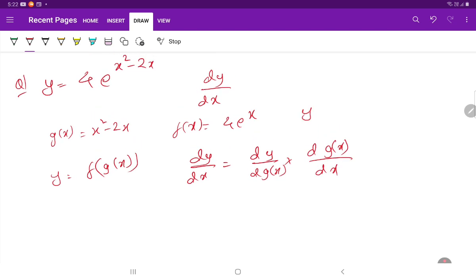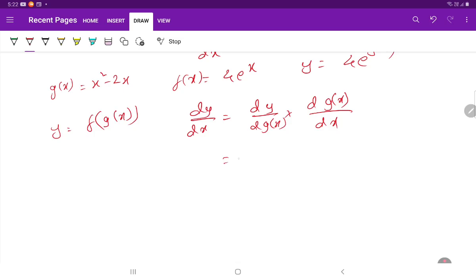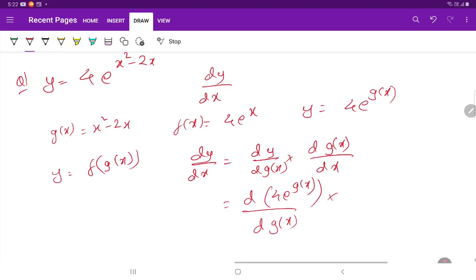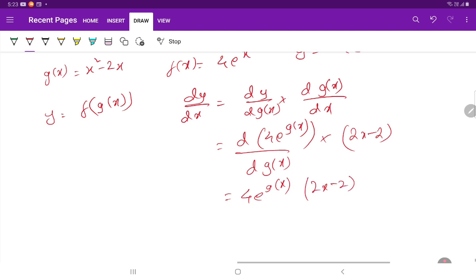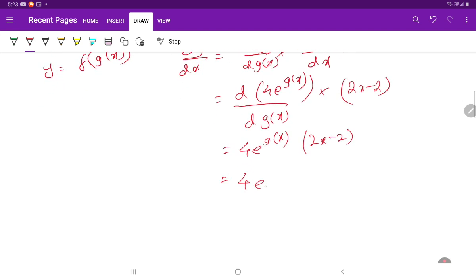y can be written as f of g of x, so it can be written as 4 e to the power g of x. Hence you will be writing d by dg of x of 4 e to the power g of x, into the derivative of g of x with respect to x, which you will get to be 2x minus 2. Now the derivative of this function with respect to g of x is 4 e to the power g of x, into 2x minus 2. Now substitute g of x as x square minus 2x. You will get 4 e to the power x square minus 2x into 2x minus 2. And that's the answer. Hope it's clear to you.